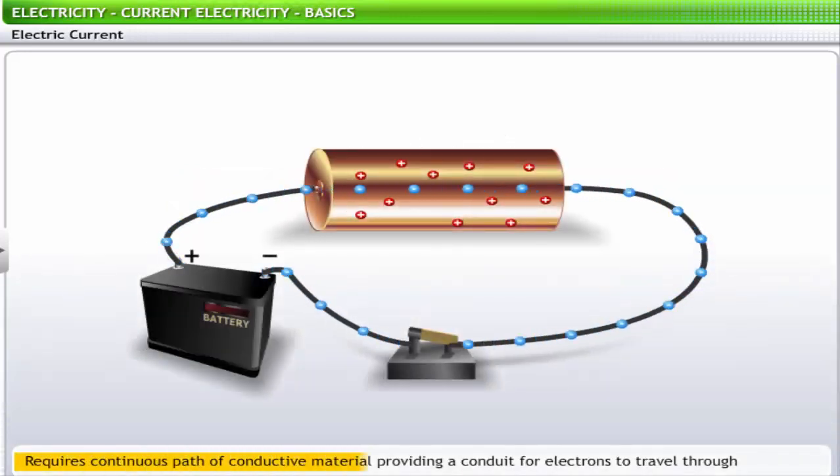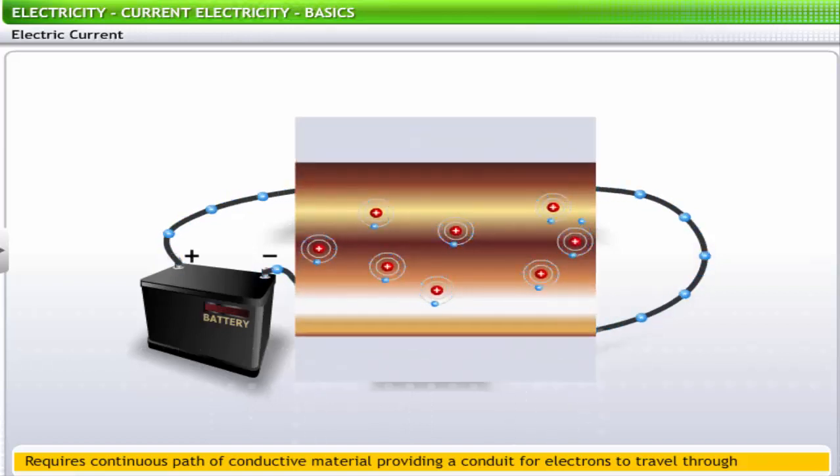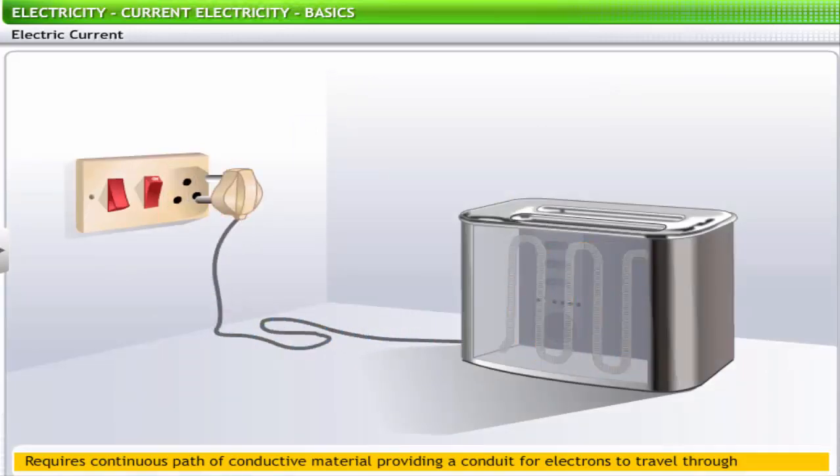Electric current requires a continuous path of conductive material to provide a conduit for electrons to travel through. Electrons move in the empty spaces within and between the atoms of a conductor. As each electron moves uniformly through a conductor, it pushes the one ahead of it. Thus, all the electrons move together as a group. When you unplug an appliance, say a toaster, from the power supply, the flow of electrons is interrupted and the appliance stops working.